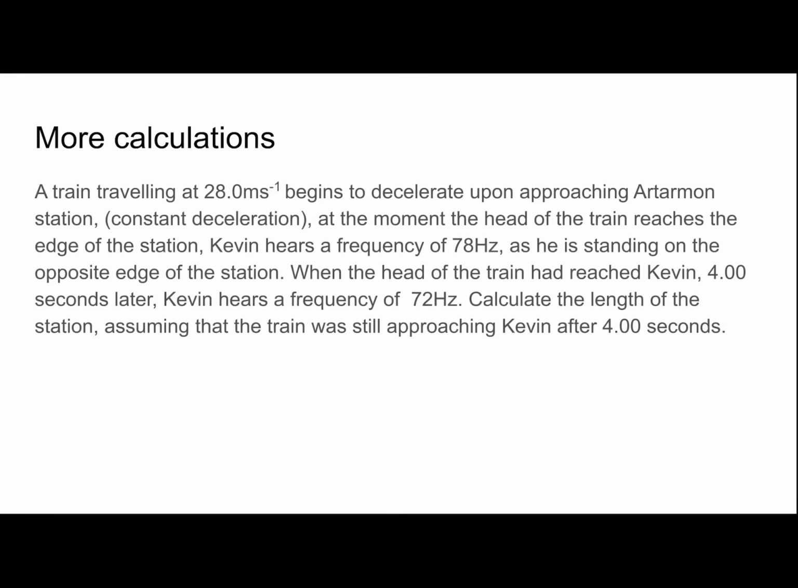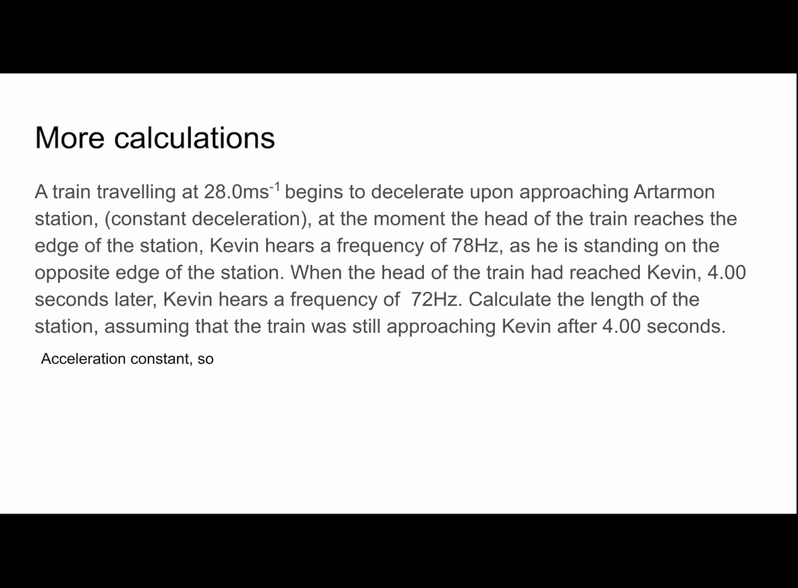Alright, so for this question, we know that because the train is decelerating and the train is still approaching Kevin, when the source is approaching an observer, we're going to hear a higher frequency. And the magnitude of this increase of frequency is dependent on how fast the source is moving. Because the speed of the source is decreasing over time, the observed frequency of Kevin will also decrease over time, which makes sense because the second frequency Kevin heard was lower than the first frequency he heard. Alright, so we know acceleration is constant, as we mentioned in the question.